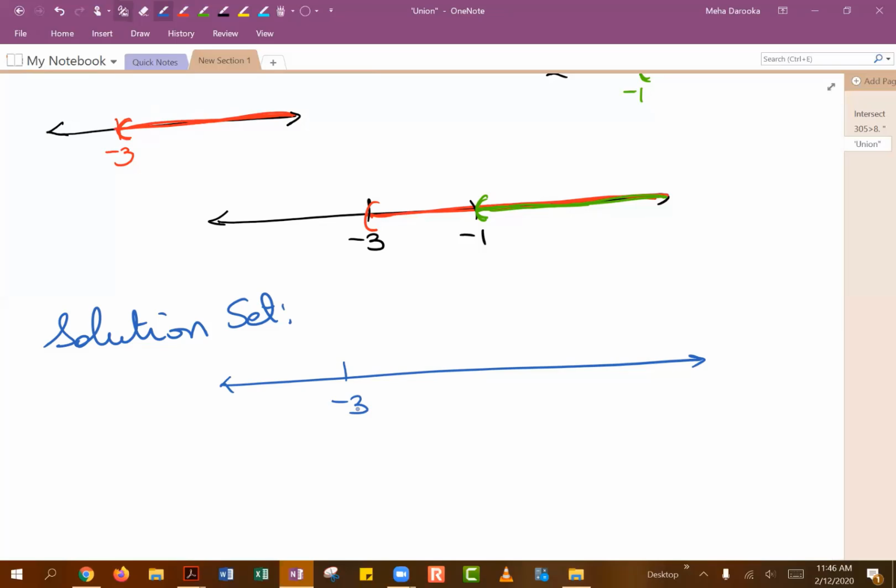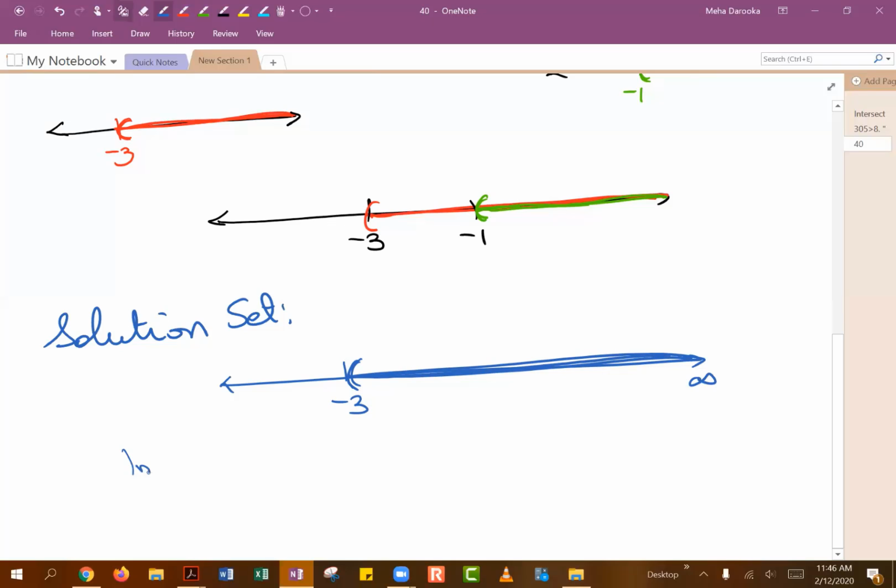Very nice, yeah, because remember what I said, include the common part, but also include the part that was not common. So that means you're actually starting from negative infinity and going all the way to positive infinity, and that covers everything, right? From negative 1 also.